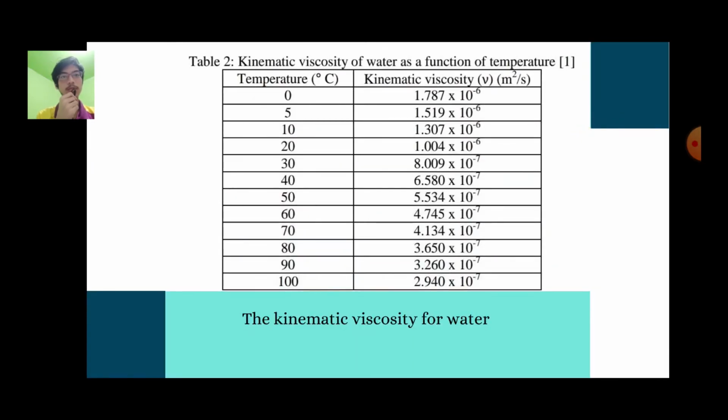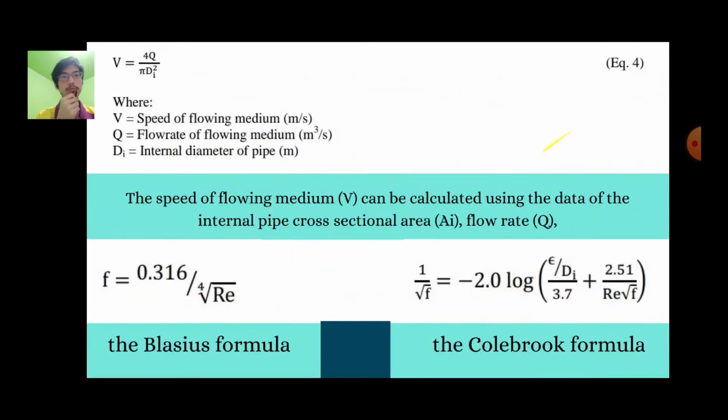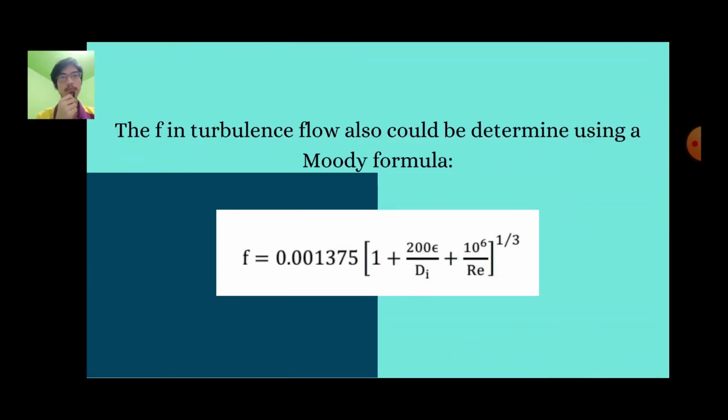Table 2 shows us the kinematic viscosity of water as a function of temperature. The speed of the flowing medium can be calculated using the data of the internal pipe cross-sectional area. This is the Blasius formula to find F, and this is the formula to find F for the Colebrook formula. The F in turbulent flow could also be determined using the Moody formula.